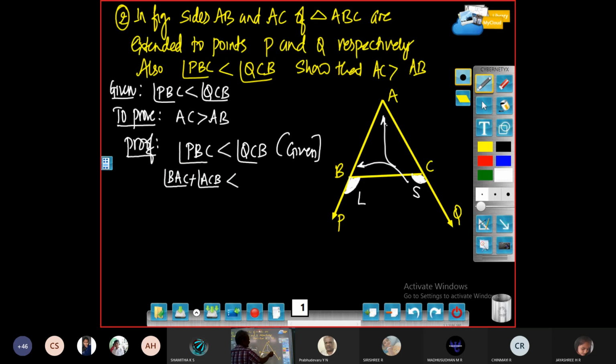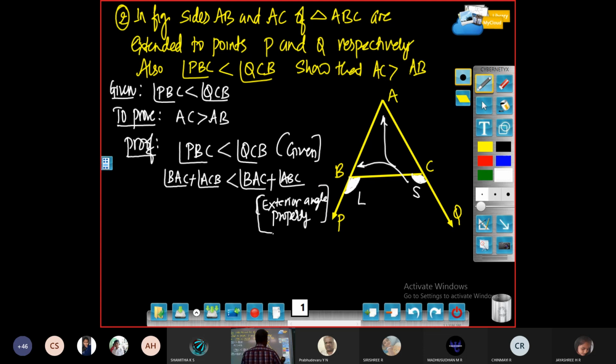The exterior angle is this, the adjacent angle is interior, and the opposite angles are these two. So QCB can be written as, what can you write? BAC, once again the same angle, BAC plus ABC. What is the property we have used here? Sir, the exterior angle property. So we used the exterior angle property here.